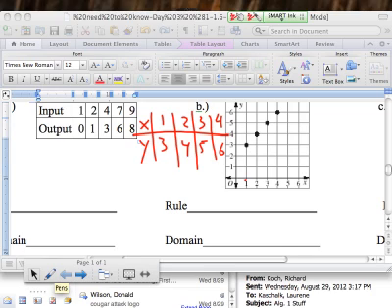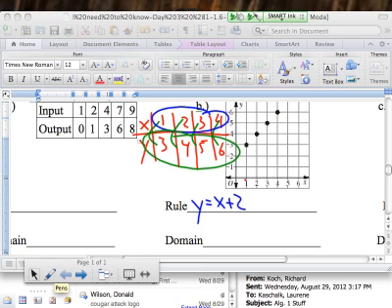Again, compare your inputs to your outputs. What do you have to do to 1 to get 3? What do you have to do to 2 to get 4, 3 to 5, 4 to 6? I think it's pretty clear. This is pretty straightforward. Take your input value, add 2. So your output equals your input plus 2. Domain: 1, 2, 3, 4. Range: 3, 4, 5, 6.